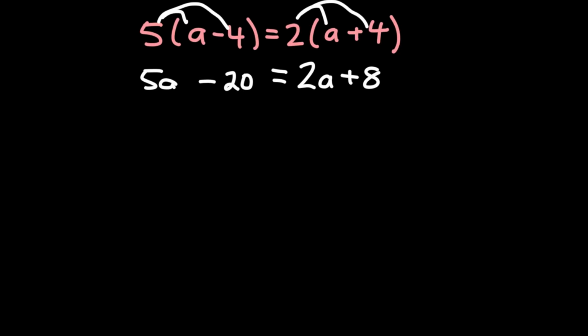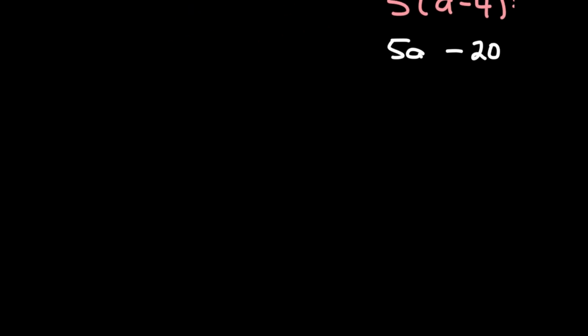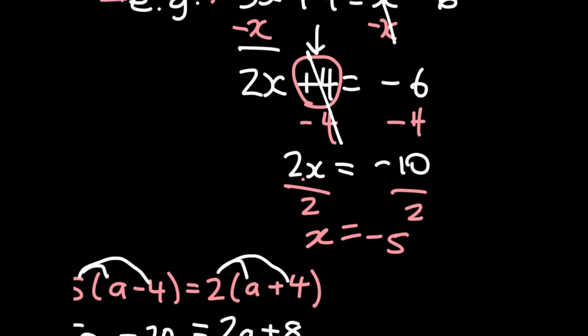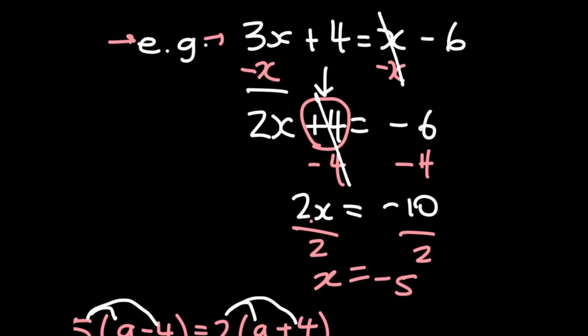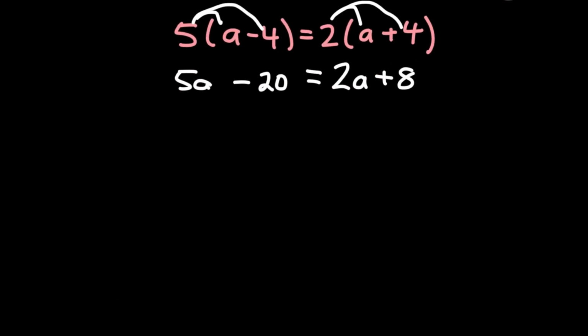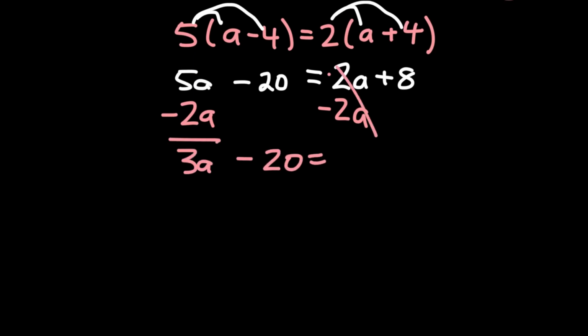Now we've got an equation just like the one that we had in the last one, which was this one here, and we've got to get rid of the letters first. So the first thing that we've got to do is the opposite of positive 2a, which is here, so that's negative 2a, and we put it under its like term. So we get 5a take away 2a is 3a, take away 20 equals, they disappear, 8.